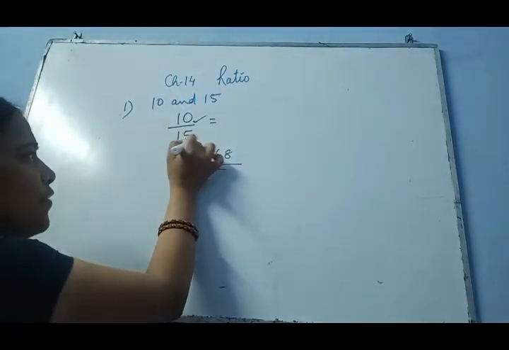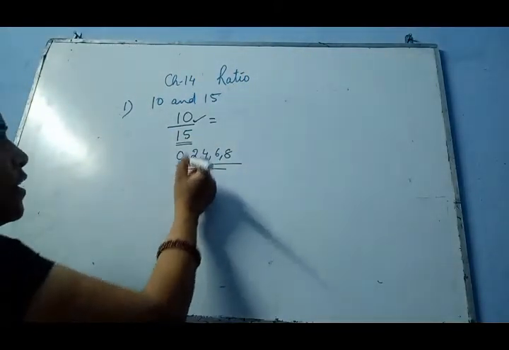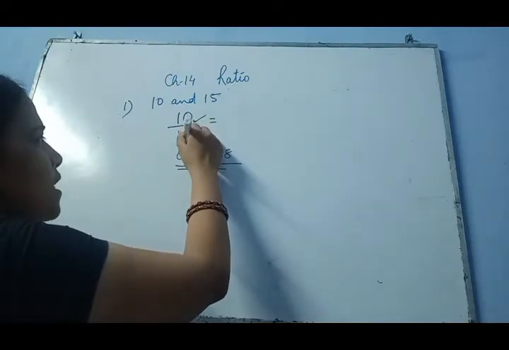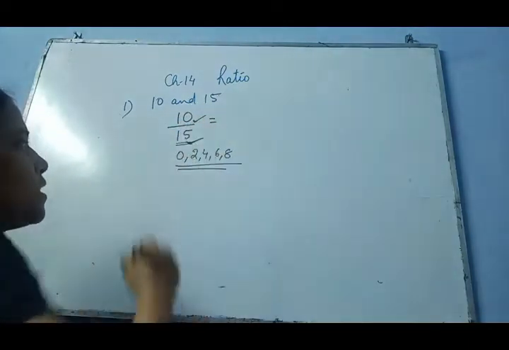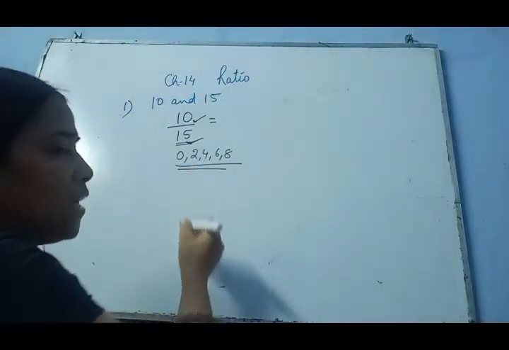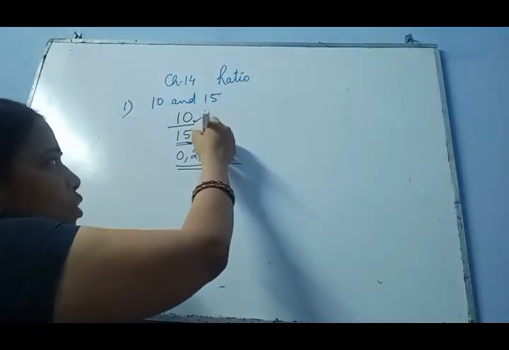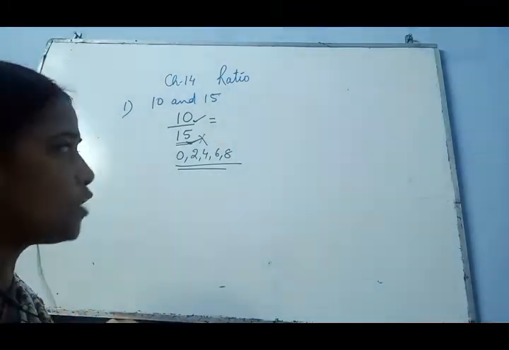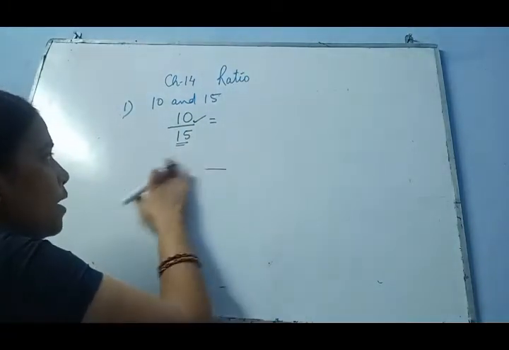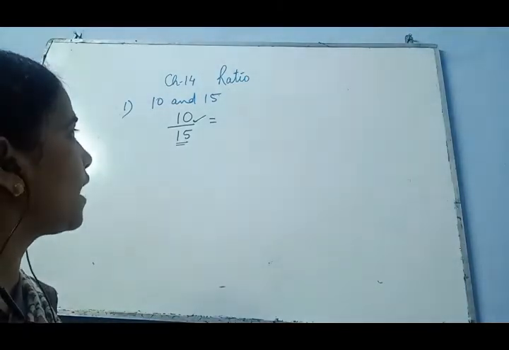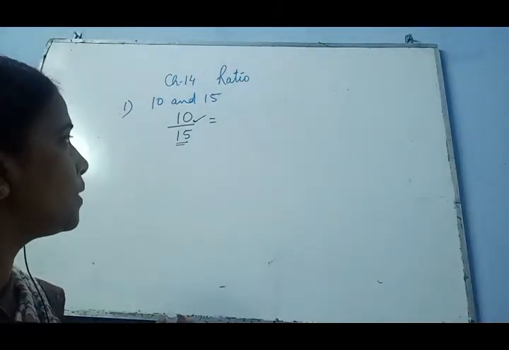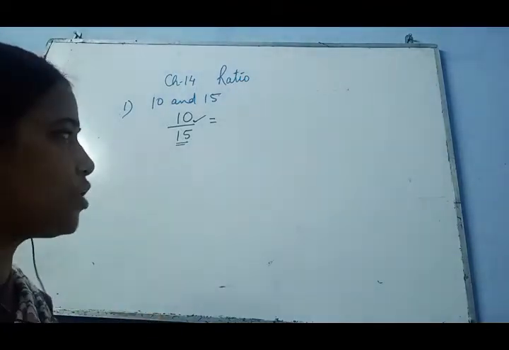But in 15, what do you see? We see that 15 is an odd number. This 10 is an even number, but 15 is an odd number, so 15 is not divisible by 2. So we will not check these two numbers by 2. Why? Because in a ratio you have to divide both the numbers by the same number and then check.